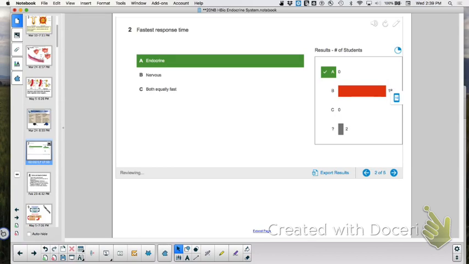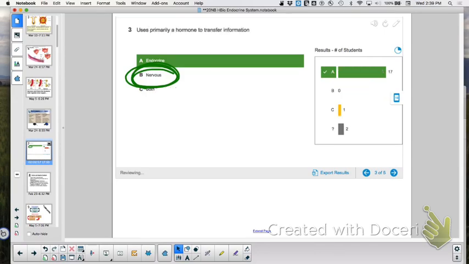Oh, yeah. Fastest response time is nervous. This is wrong. Sorry. This should be the right answer. That was not it. Everyone gets it. Okay. Sorry about that. Yes, the fastest response time is nervous. Remind me to fix that in the end when we stop.